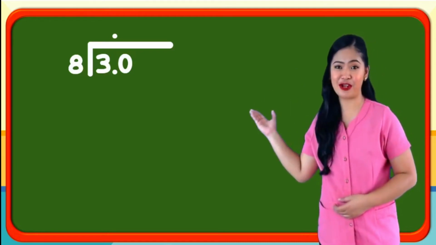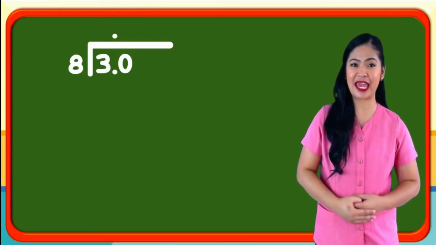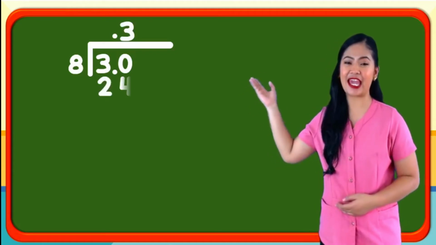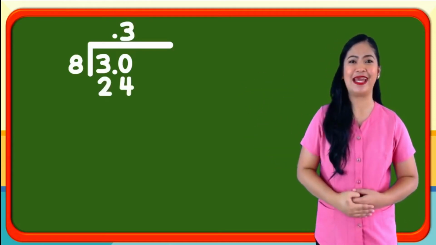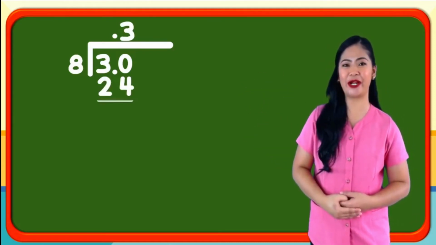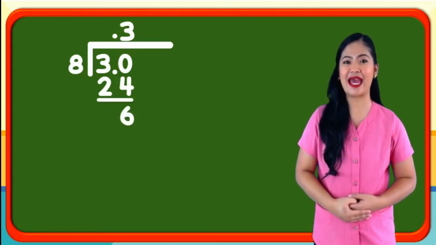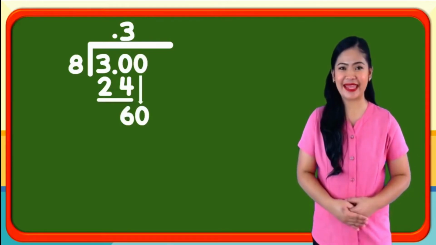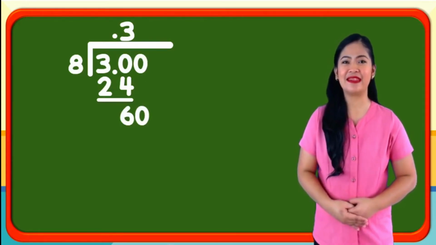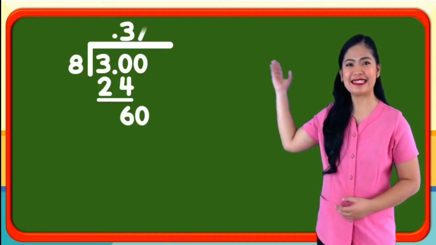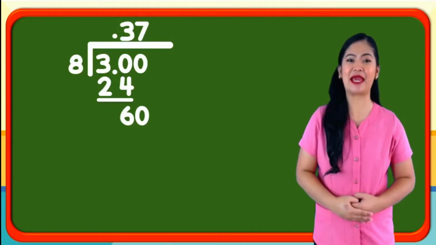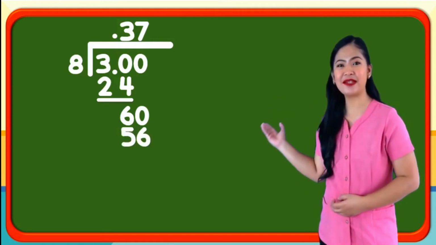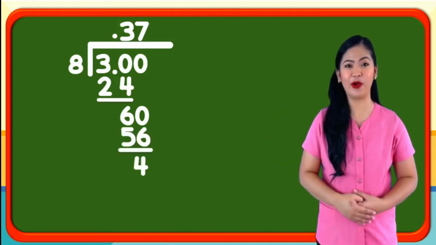We now have 30 divided by 8 is 3. Then, 3 times 8 is 24. 30 minus 24 is 6. Annex another 0, then bring down. That gives us 60 divided by 8 is 7. 7 times 8 is 56. 60 minus 56 is 4.